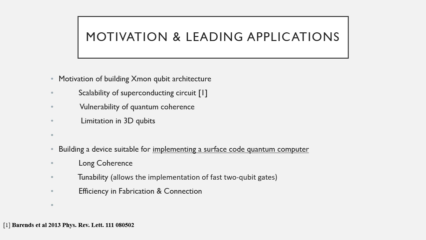The Xmon qubit seems to be a good choice under these criteria, as it allows the implementation of fast 2-qubit gates and has long coherence time. This is the motivation to build the Xmon qubit. And naturally, its leading application concerns the realization of a chip-based quantum computer.